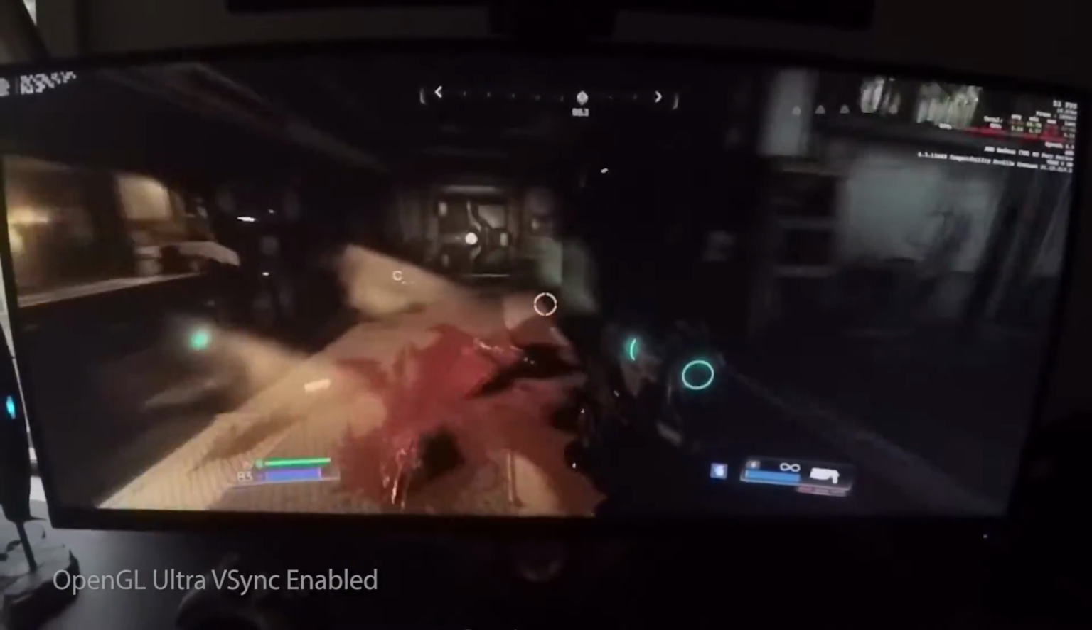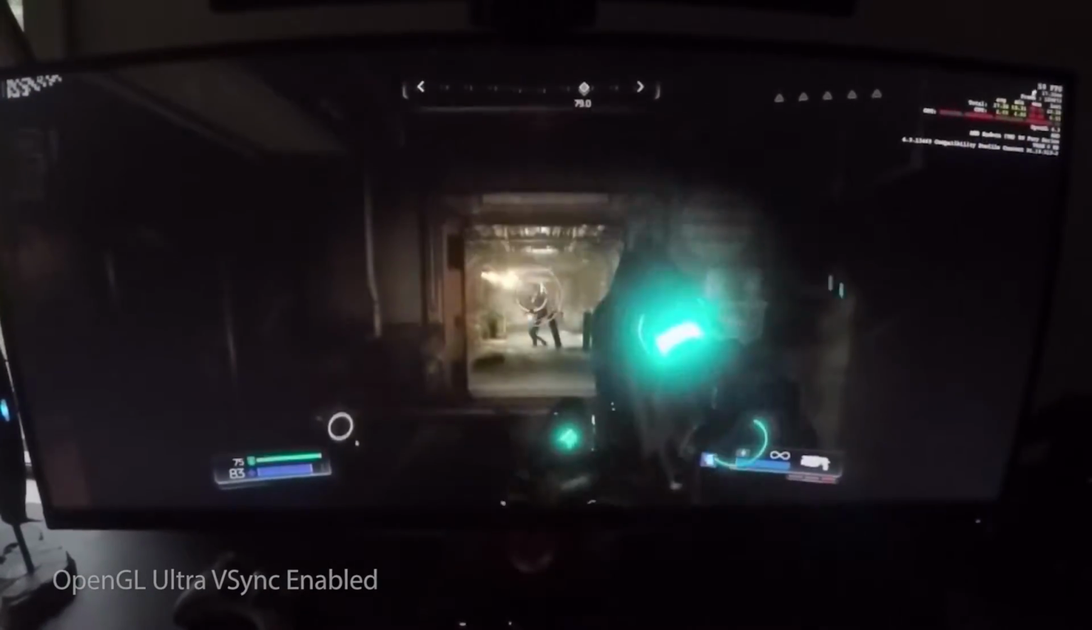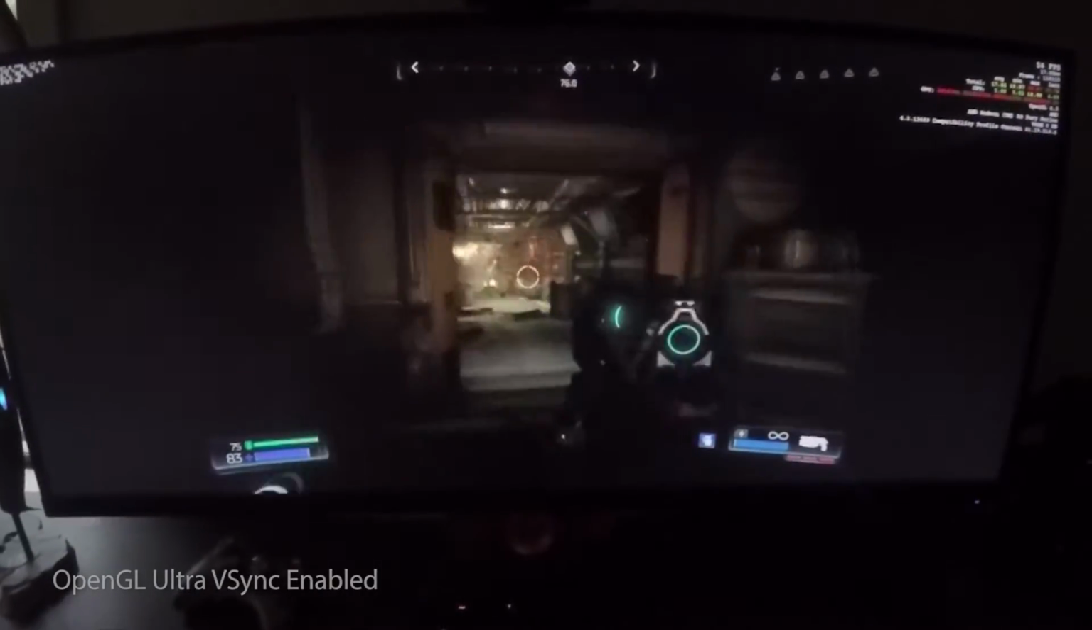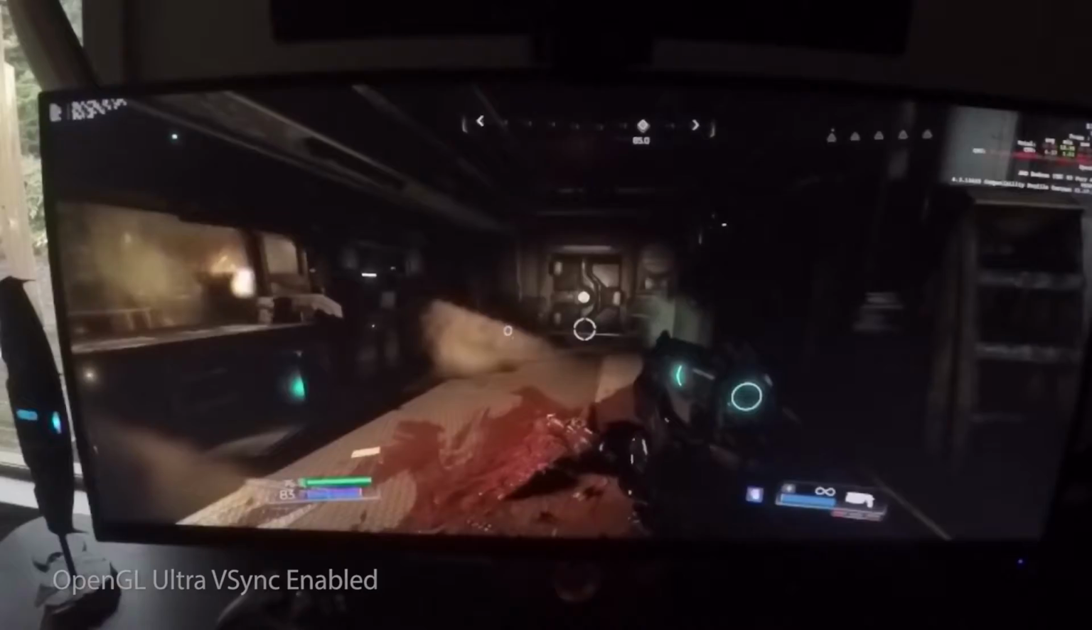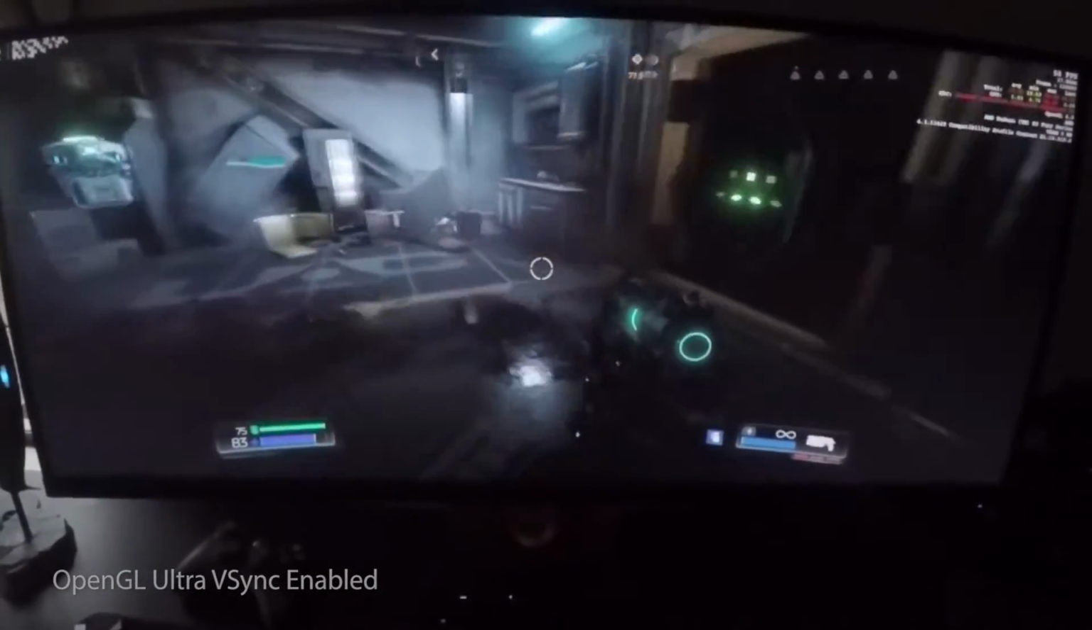Now, let me tell you, OpenGL is really smooth. It's just super butter smooth. It feels really good. Yeah, in this enclosed space with this frame rate, it's on Ultra, it just feels really good.